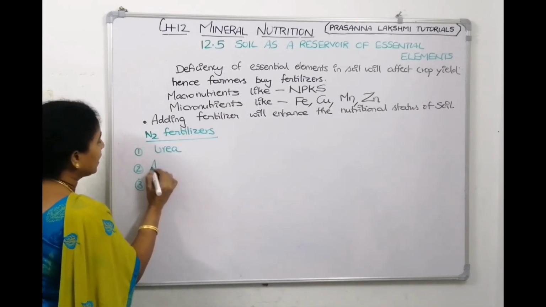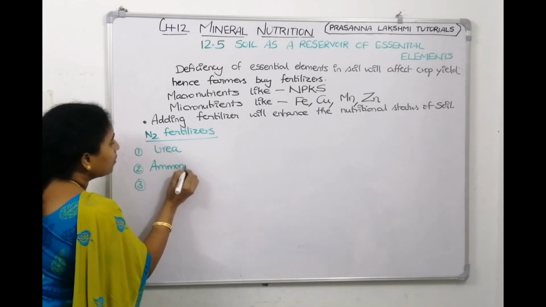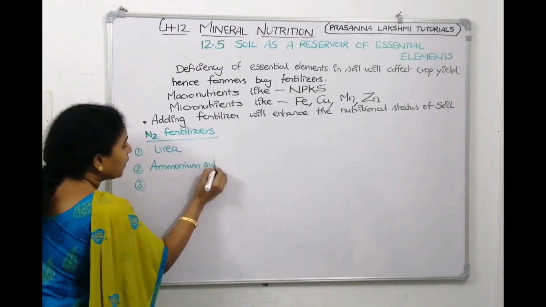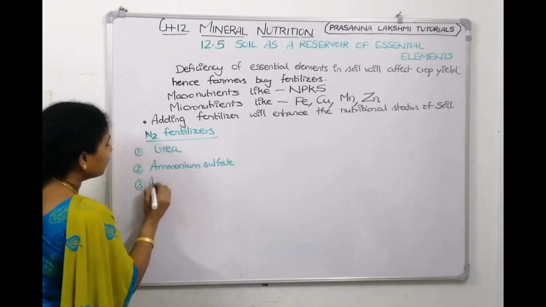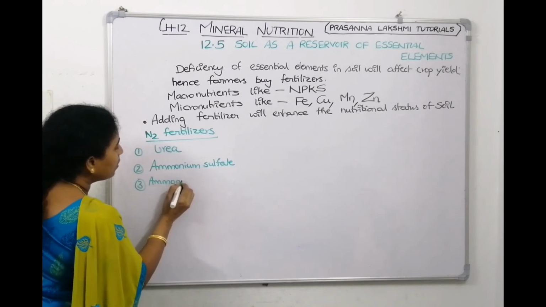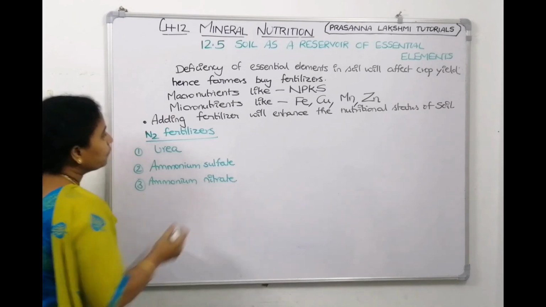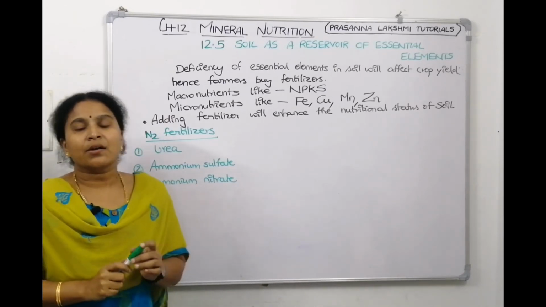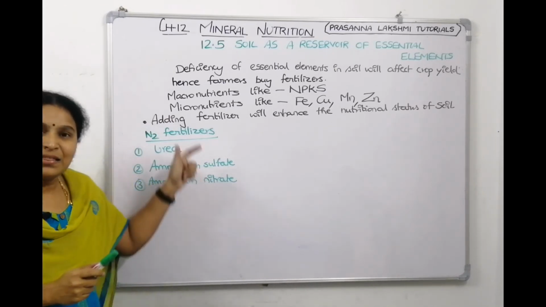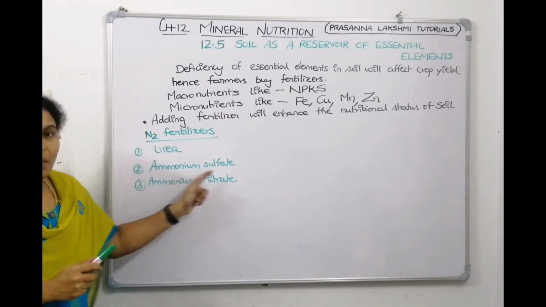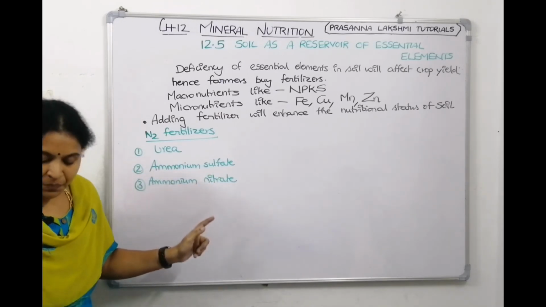The second nitrogen fertilizer is ammonium sulfate. The third one is ammonium nitrate. So the farmer can buy nitrogen fertilizers which are in these forms: urea, ammonium sulfate and ammonium nitrate.